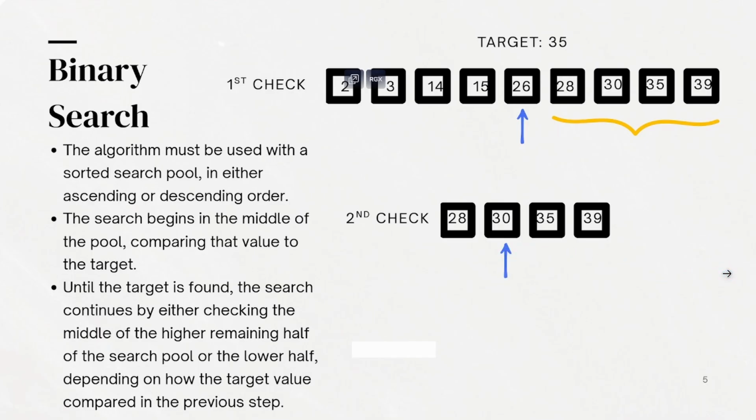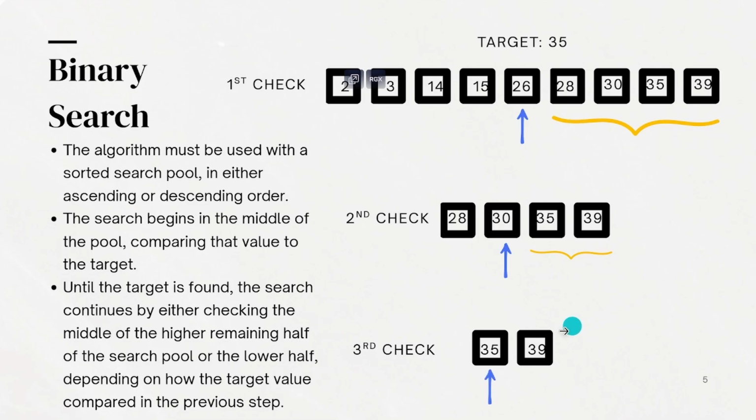It's going to recognize that that number 30 is less than 35, so it's going to say, our target must be in the upper remaining half. So then it isolates the remaining index positions. We'll fill those with our values and perform the third check.